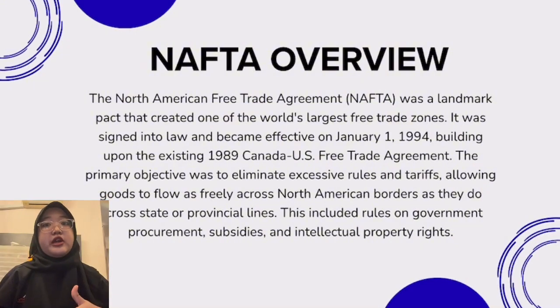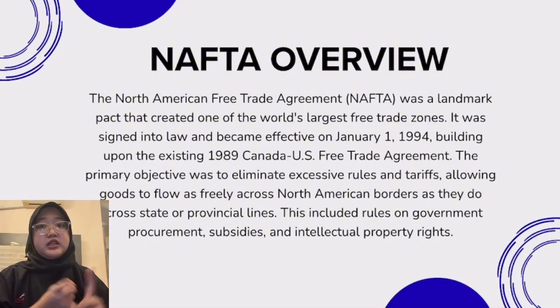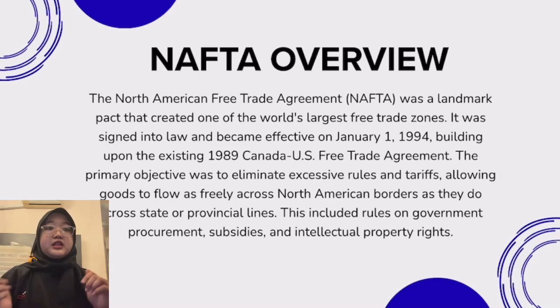The main goal of NAFTA was to remove trade barriers like tariffs and strict rules, so goods could move freely between countries. Besides that, NAFTA also included rules on government purchasing, subsidies, and protection of intellectual property. This made trade smoother and more organized between the countries involved.